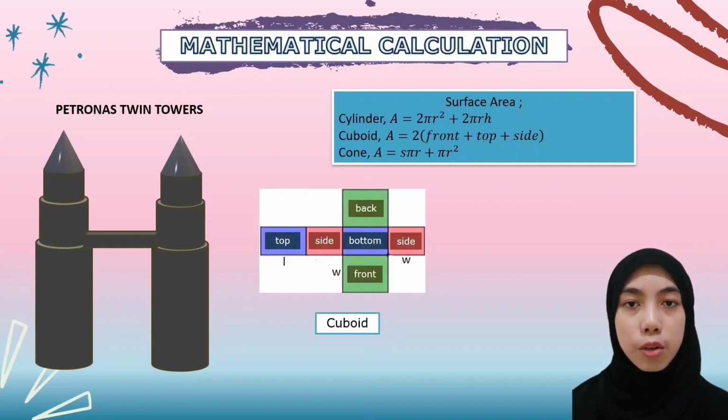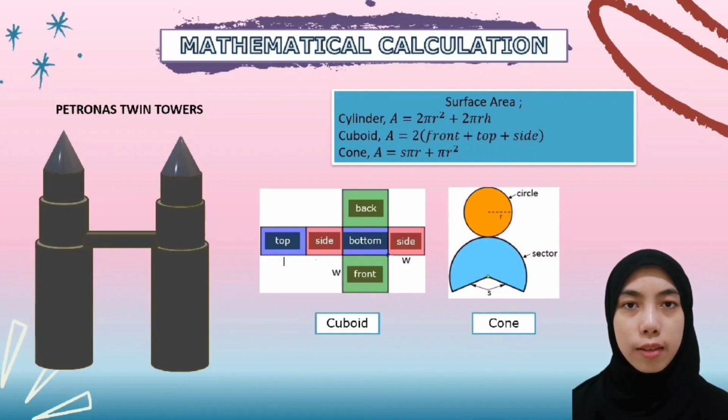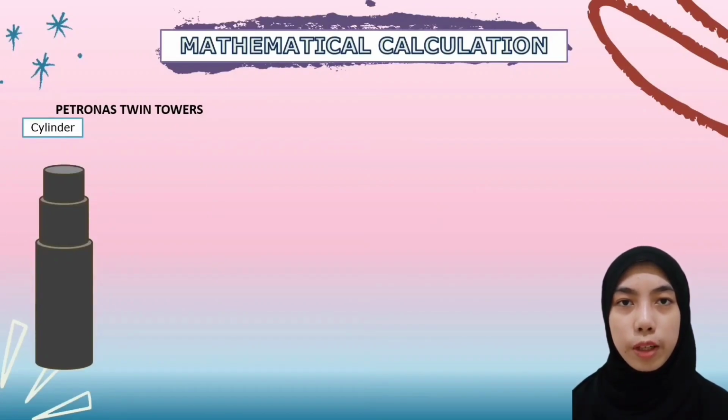For cuboid, this is how we should imagine its plan. There are 2 fronts, which is front and back, 2 top and bottom, and 2 sides. So the formula is 2 in brackets, front plus top plus sides. For cone, S is the slant height of the cone. The formula of cone is S pi r plus pi r squared. I'll show you the calculation one by one to find the surface area.